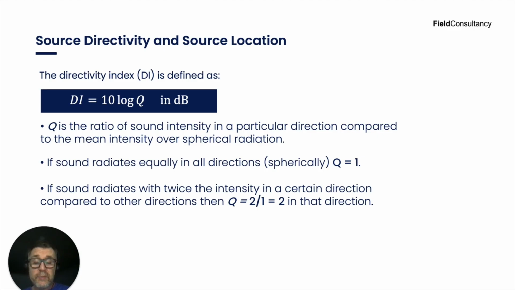If sound radiates with twice the intensity in a certain direction compared to other directions, then Q equals 2. And if you substitute Q equals 2 into that equation, the directivity index would be 3 dB. So you would have to make a correction of 3 dB over the case for omnidirectional or spherical radiation of that source.